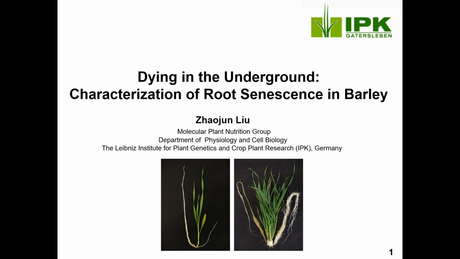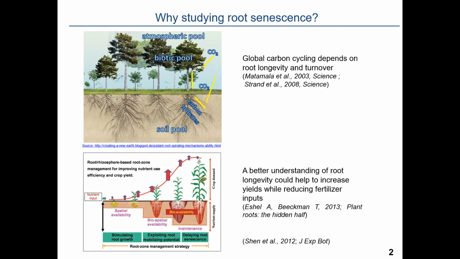So I would like to talk about the characterization of root senescence in barley. Normally, when we start our topic, the first thing is we emphasize how important our work could be. So why study root senescence? Because root senescence is important for global carbon cycling. For example, plants fix carbon via photosynthesis, and then carbon is released to the soil via carbohydrates or root senescence. In other words, root senescence is an important part of global carbon cycling.